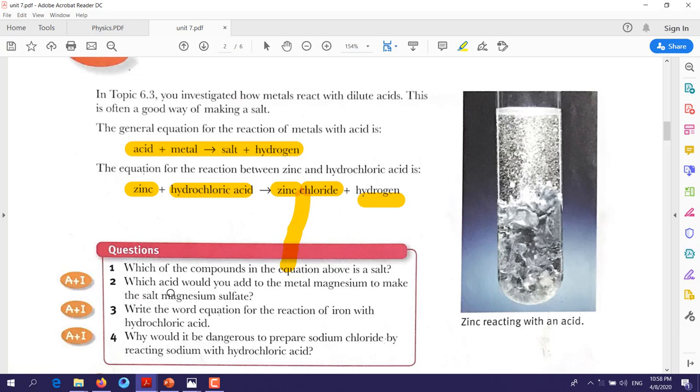Question number two. Which acid would you add to the metal magnesium to make the salt sulfate? Okay, if you have magnesium plus, what you should add here, which acid? Plus acid equal to magnesium sulfate. Also, plus you will have hydrogen.